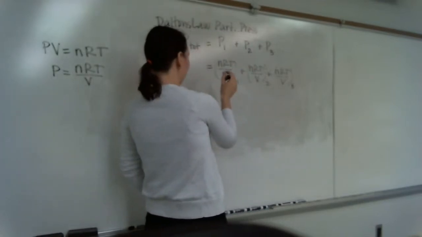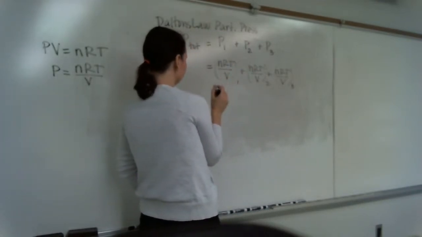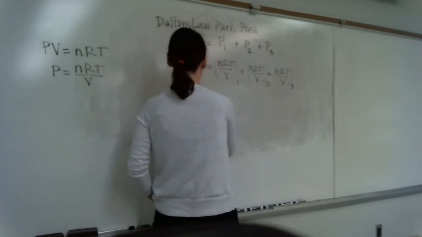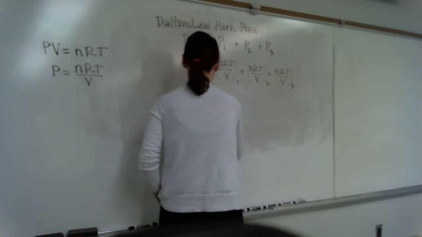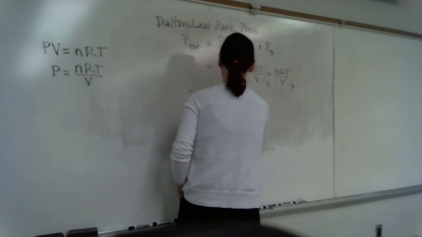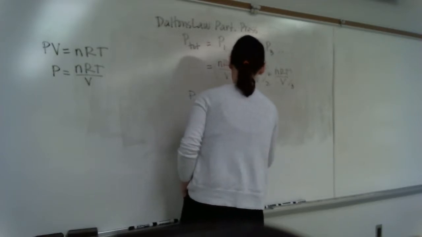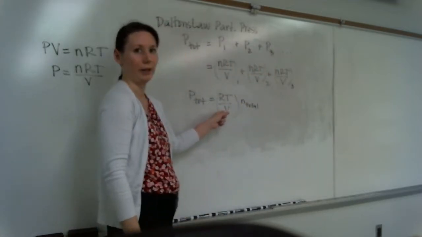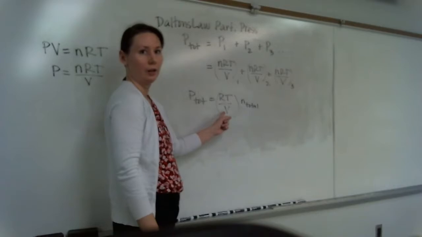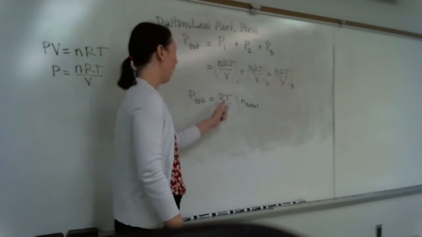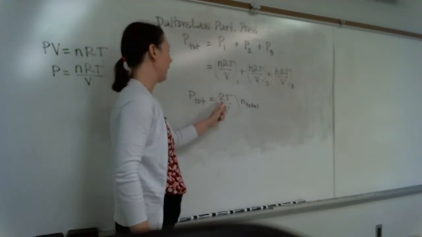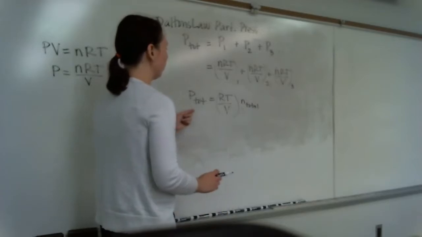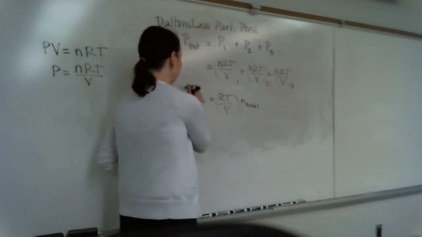All right, R and T are going to be a constant, right, at a given temperature. So you can factor that out. P total is equal to RT over V times n total, right? Because the volume of the container is going to be a constant. If all of these are in a 5-liter container, that's going to be a constant in all 3 of these. R is the gas constant, so that's constant all the time. And if we're in the same flask, obviously the temperature is going to be uniform throughout the flask. So P total is equal to RT over V times n total.